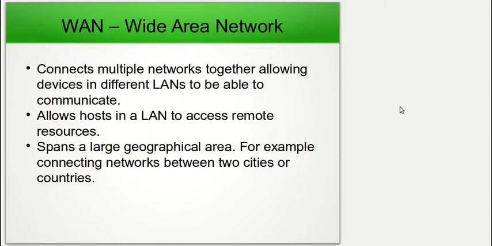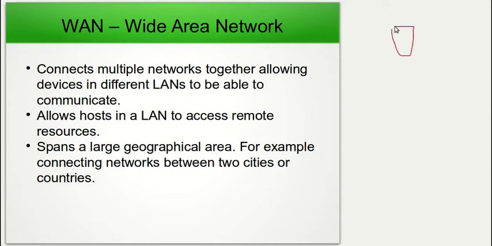So let's move into wide area networks, WANs. All a wide area network is, is a network which connects multiple LANs together, allowing devices in those LANs to be able to communicate with each other. Now, the most popular WAN used is the internet. If you think about what the internet does, it just allows us to access resources and devices and web servers that could be halfway across the world, could be in different countries.